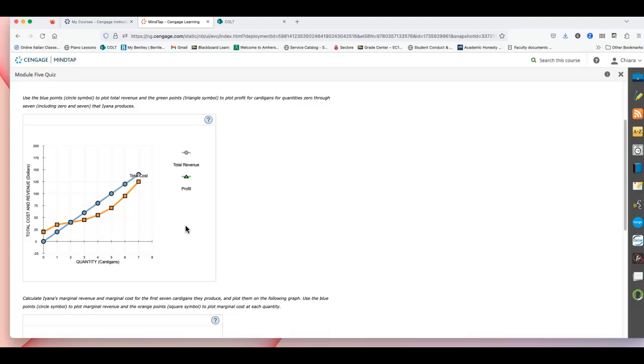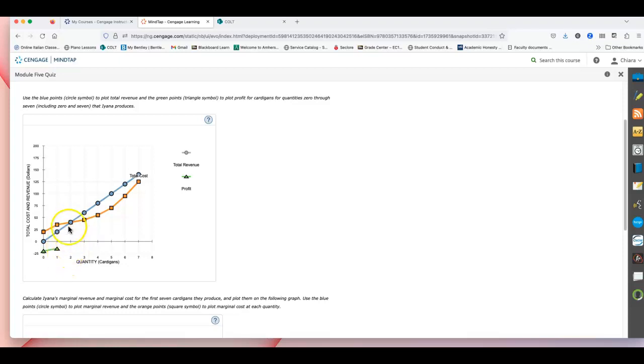Total profit is total revenue minus total cost, right? And I'll have my profit. So the revenue is 0 here, and my total cost is 20. So 0 minus 20 will be minus 20. So my profit will have to go at the 0 point at minus 20. My second point here, I have a total revenue of 20 and a total cost of 35. 20 minus 35 is going to be minus 15. So my total profit is here, 1, minus 15.